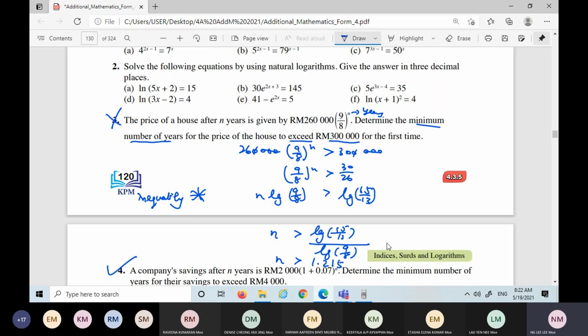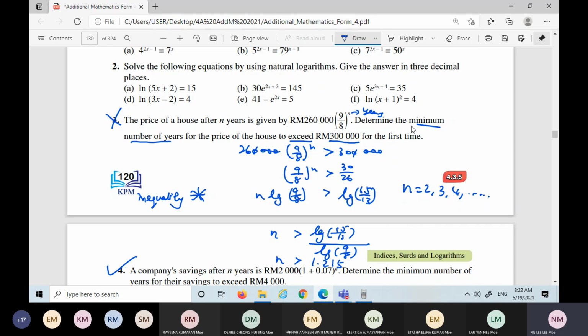But this is not the answer yet, because the number of years we cannot have as 1.215, and this is an inequality, so you have to make the final conclusion. Your n must be an integer and must be bigger than 1.215. So it cannot be 1; you start with 2. Your n can be 2, 3, 4, all bigger than 1.215.